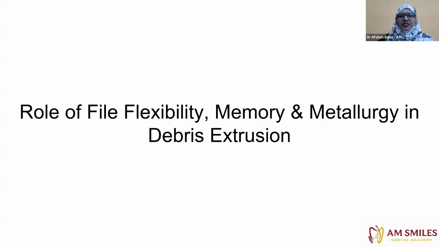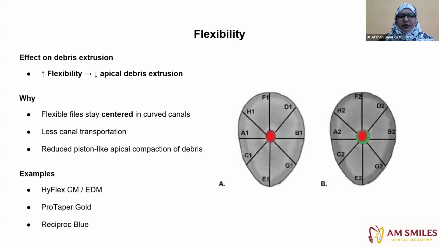Like in calcified cases you need more cutting efficiency, so in those types of cases you need to modify the file systems you are using. Other than that, you need to check for these three factors as well. First, file flexibility. Whenever you have a flexible file, it is going to stay at the center. Whenever the file stays at the center of the canal, it is not going to prepare much of the walls. Only a little bit of wall preparation will happen, because of which the debris production is going to reduce a lot. So you need a file with maximum centering ability.